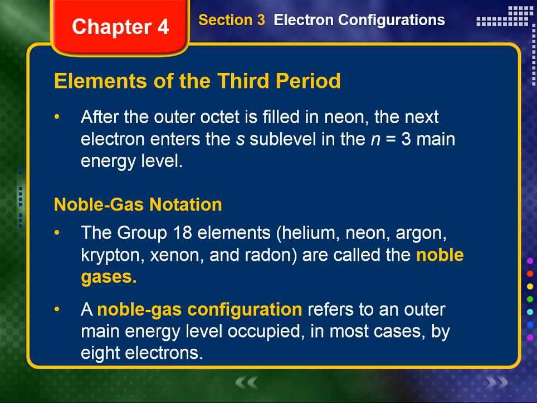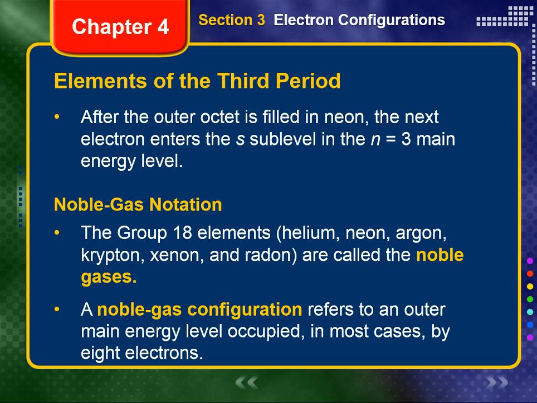Notice that the first 10 electrons in a sodium atom have the same configuration as a neon atom, 1s2, 2s2, 2p6. In fact, the first 10 electrons in an atom of each of the 3rd period elements have the same configuration as neon. This similarity allows us to use a shorthand notation for the electron configurations of the 3rd period elements. Noble gas notation. Neon is a member of the group 18 elements.